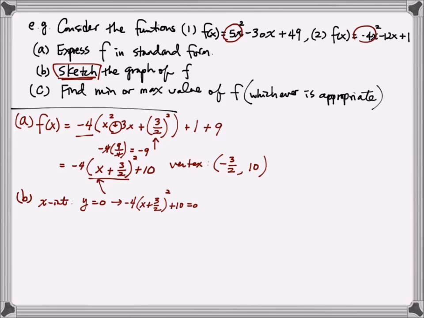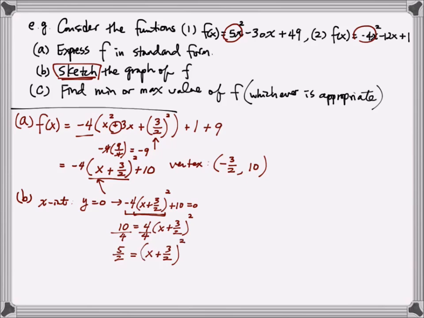So my strategy here is to isolate this guy here. I'm just going to move the 10, actually move this entire quantity here to the right hand side to turn this into a positive thing. So I have 10 is equal to 4 times (x plus 3 halves) squared. And I'm going to divide both sides by 4 to get rid of this coefficient. So I have 5 over 2 equals (x plus 3 halves) squared.